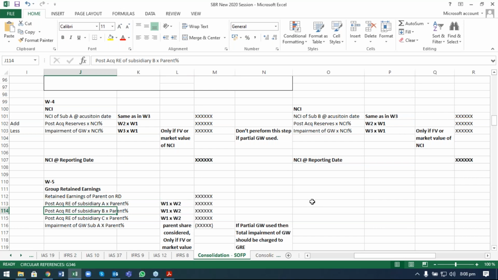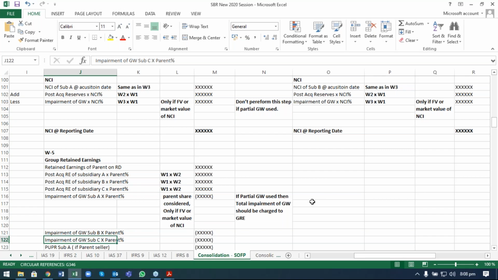Then post acquisition of subsidiary B, then post acquisition of subsidiary C, and then any impairment of goodwill of subsidiary A, of subsidiary B, and of subsidiary C. You only need to consider the parent percentage of impairment if fair value of NCI was used. If partial goodwill is used, you're not supposed to apply this parent percentage because you have not assigned any goodwill to NCI. So any impairment to the goodwill should be assigned to the parent, because the goodwill is purely related to the parent if the partial goodwill method is used, right?